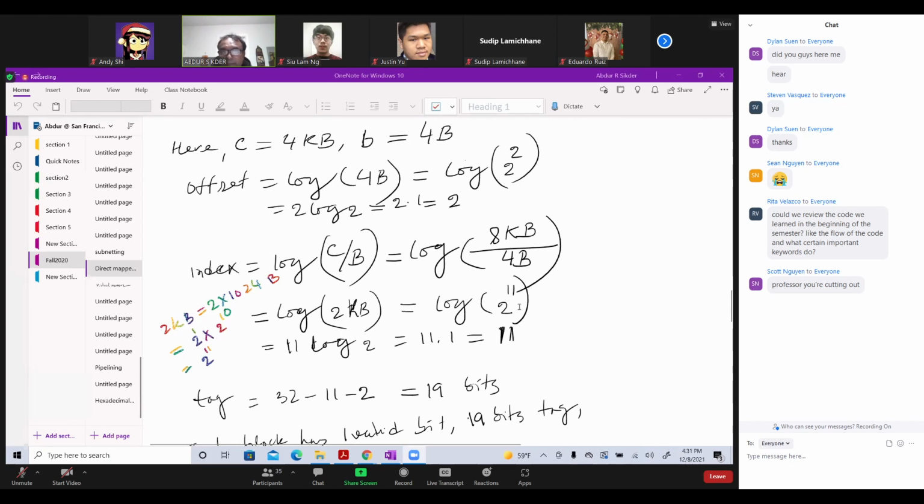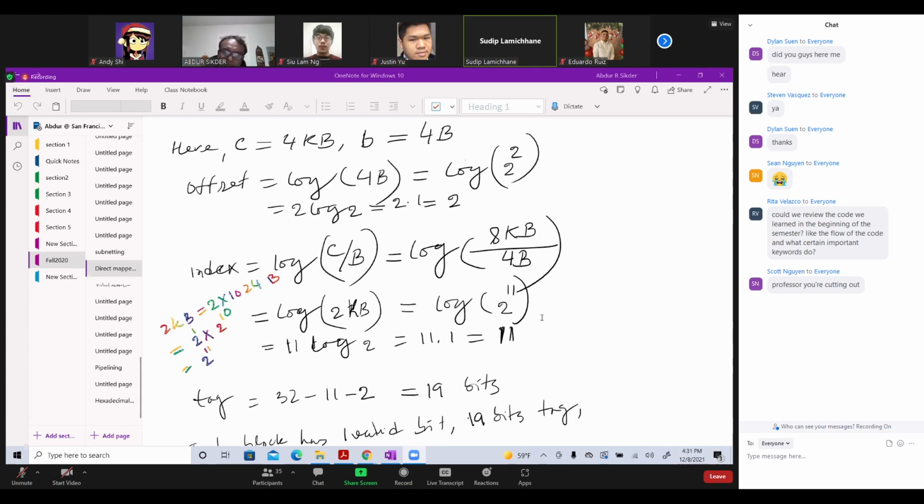Clear, Sudeep? Yes, Professor. Make sure you understand clearly how this mathematics works, the log stuff. It's not very difficult. You need to focus.